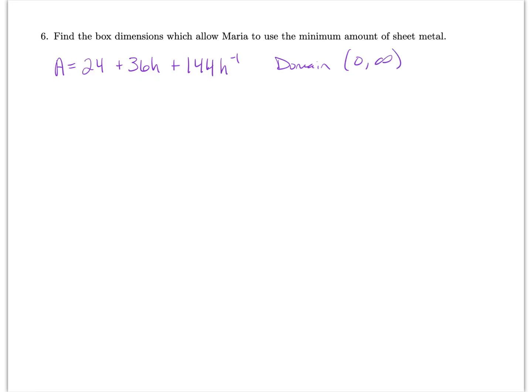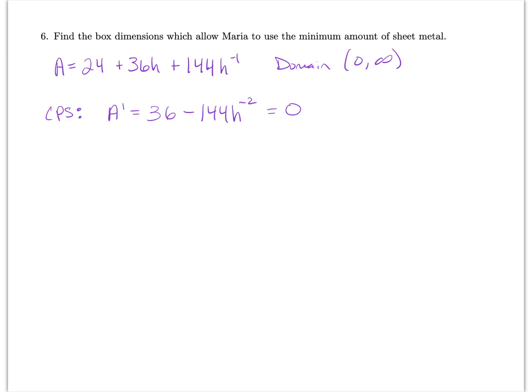Okay, to maximize or minimize, to optimize a function, we start by taking the derivative and we find critical points, by taking the derivative, setting it equal to 0, or finding out where it's undefined. So my derivative of this function would be 36 minus 144H to the negative 2. And I want to set that equal to 0. This is undefined when H is 0, but 0 is not part of our domain, so I don't have to worry about the place where it's undefined.